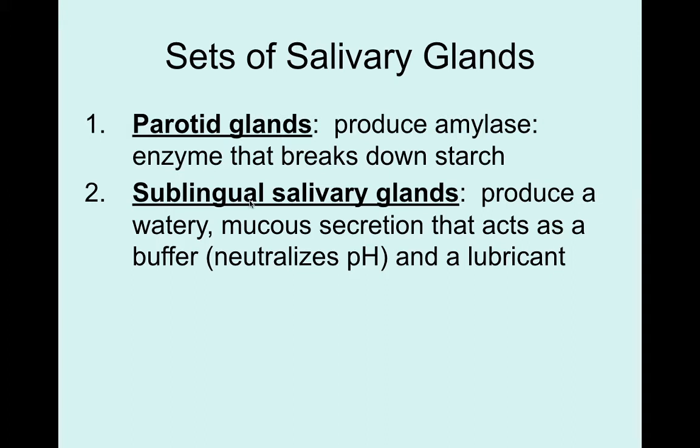The sublingual salivary glands are under your tongue. They produce a watery mucus secretion that acts as a buffer and a lubricant. So this mucus, guys, not only does it help to lubricate the food so that we can swallow it more easily, but the mucus also acts as a buffer.